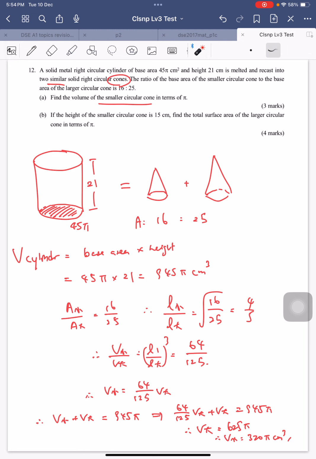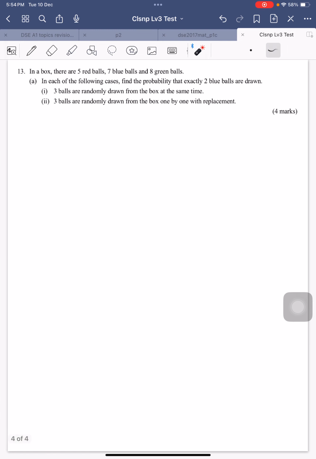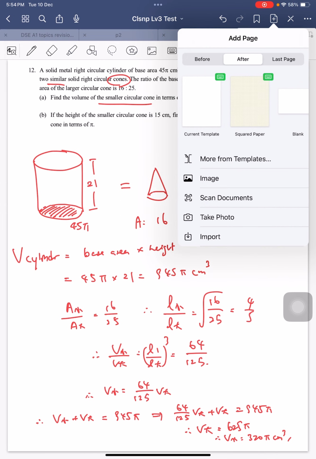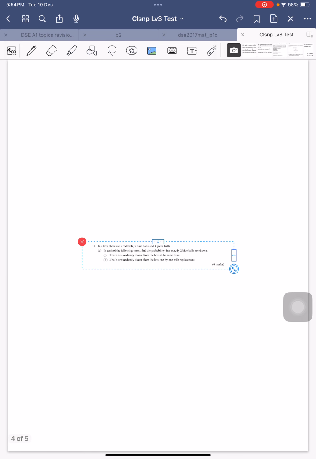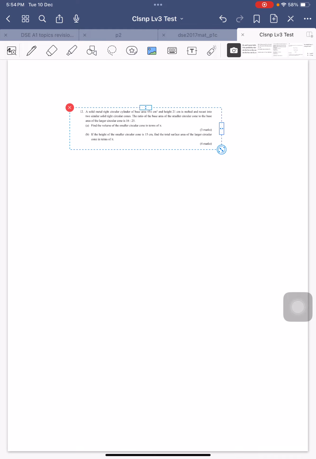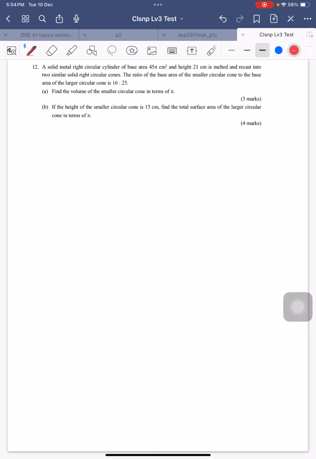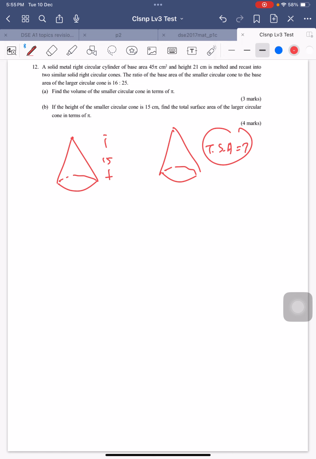And for part B, we're going to use the next page. We're going to find out the height of the small circular cone, which is going to be 15. And then we try to find out the total surface area, the TSA, of the larger circular cone. That's what we want.